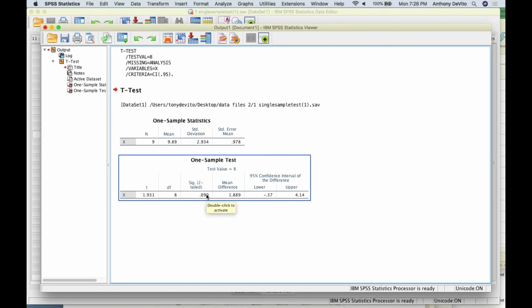And what is it? It's 9%. Is that less than 5%? No. So the chances we would be wrong if we reject the null hypothesis would be more than 5%. So therefore, what do we do with the null hypothesis? We fail to reject the null hypothesis.